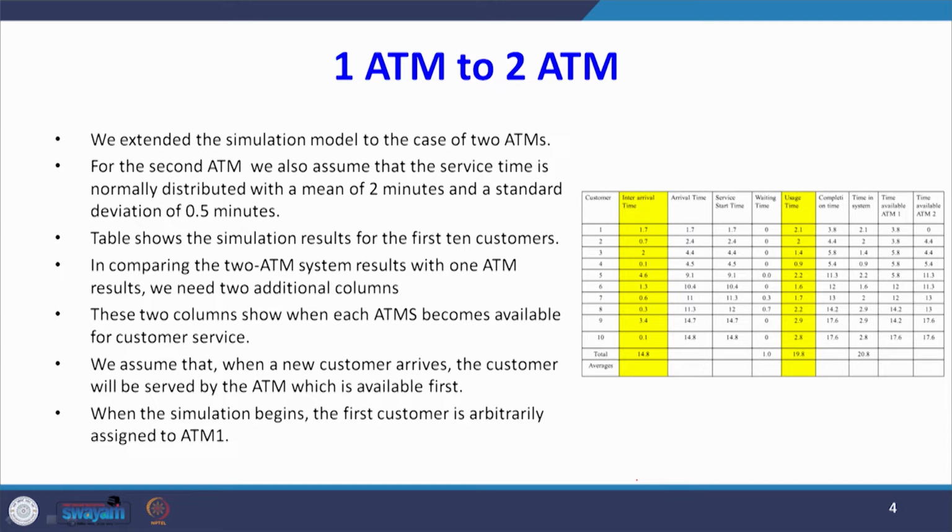In comparing the two ATM system result with the one ATM result, we need two additional columns. Previously, there was only one column, time available for ATM, and now we have introduced one more column. We assume that when a new customer arrives, the customer will be served by the ATM which is available first. There may be two ATMs, both idle, but a new customer entering the room will go to the ATM which has been idle for longer. That is one assumption. And when the simulation begins, the first customer is arbitrarily assigned to ATM 1, that is the second assumption.